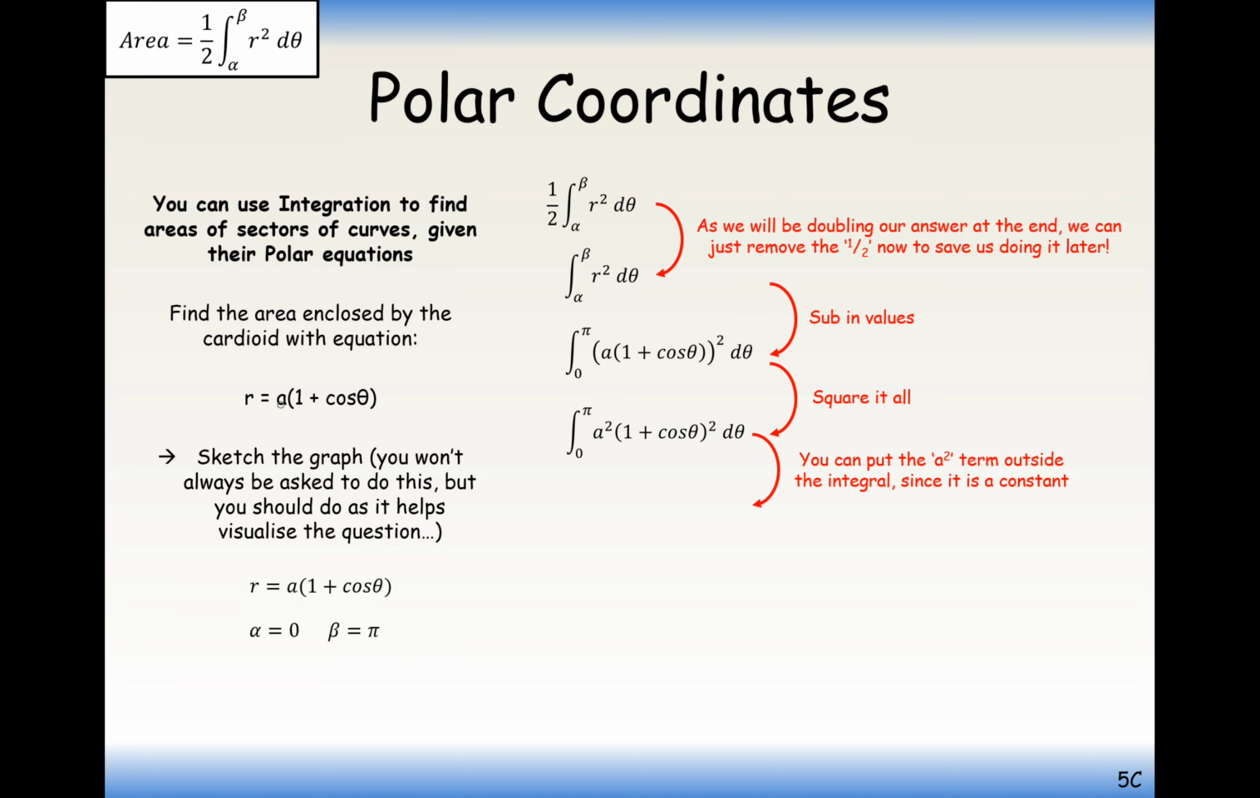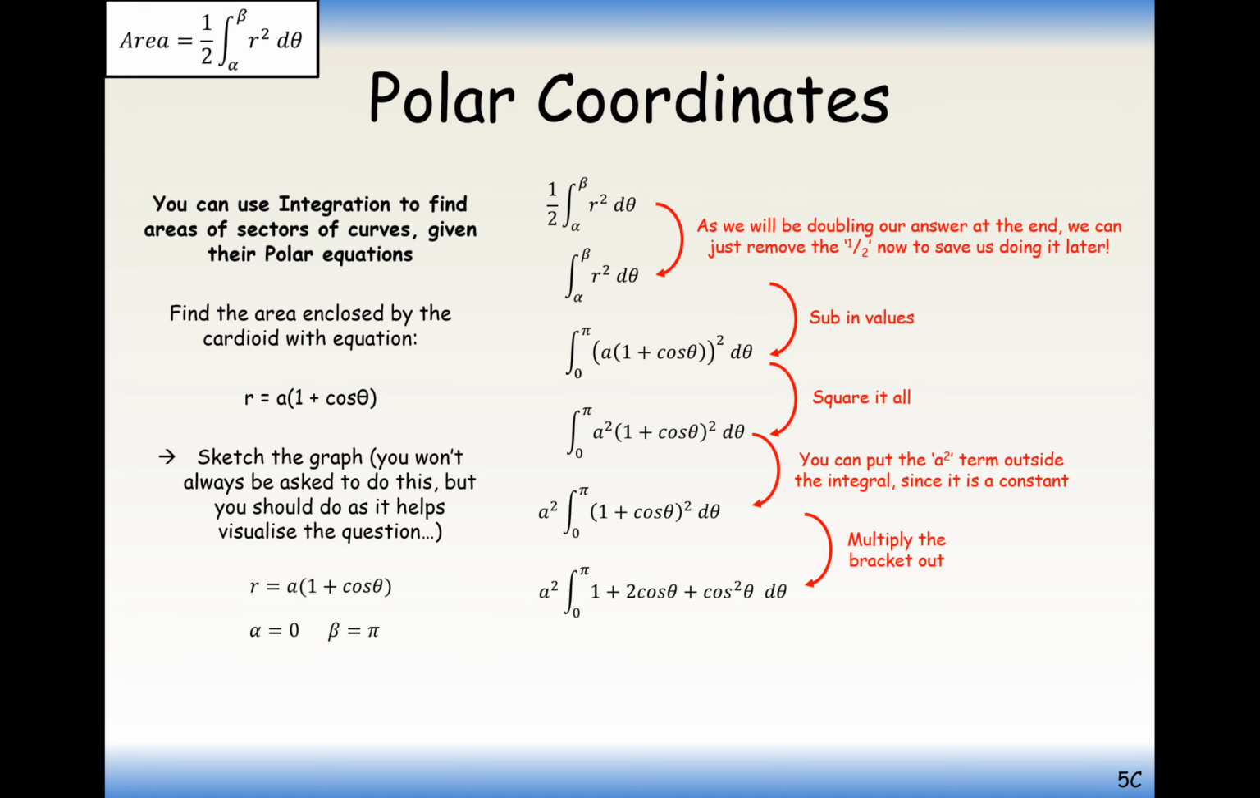Now a here, a is not any letter that's important to the question. It's just a scale factor multiplier. Treat it as like the number 7. As if the number 7 was there, what would you do with the 49? You'd just bring it to the front. So bring that a squared to the front. Then multiply out the 1 plus cos squared bracket, and you'll get this expression here.